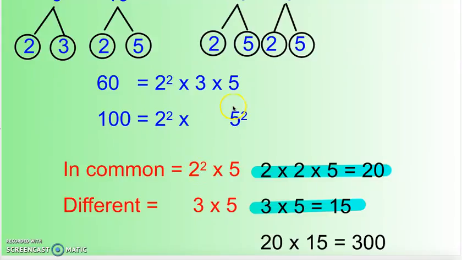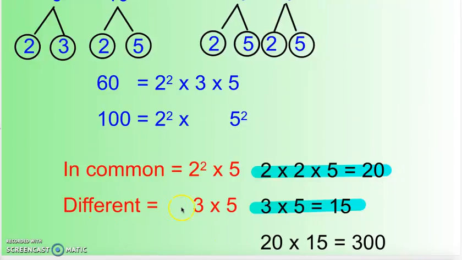Now the other thing they have in common is this one has 1 5 and this one has 2 5's. That means that they only share 1 in common. And so I'm going to write down 1 5. And what I'm going to do is multiply this out. I want to see what it equals. If I take 2 to the second power, that's 2 times 2, and then times 5, I get 20.